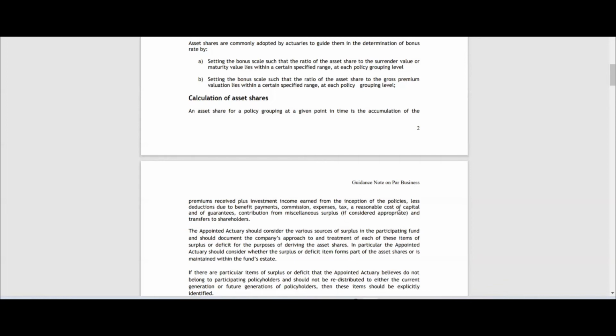And finally, the transfer to the shareholder. Now, obviously, in participating policies, I think most of us know that the reason it is called participating policies is because policyholders are participating in the profit.